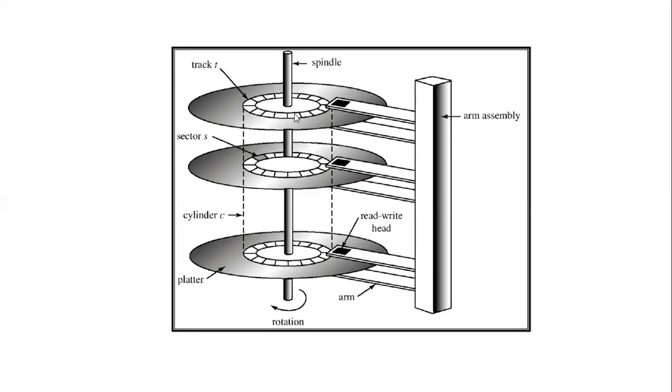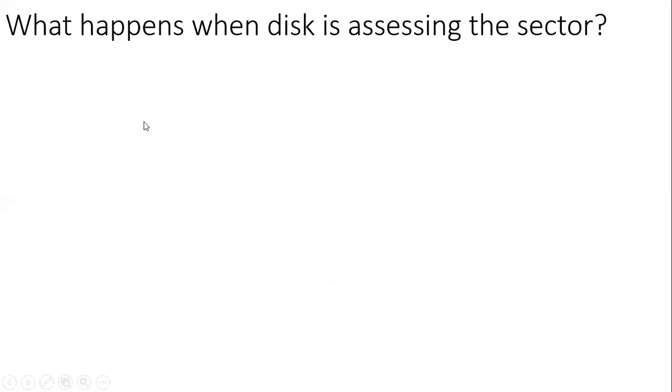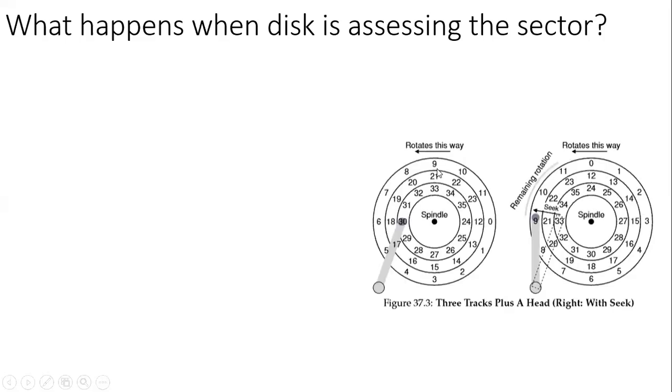Whenever this block is read, the head must be there. Whenever that block is accessed, it is accessed with the help of that head. If the head is on this block, that block is accessed, and the disk is rotating. So if this block is to be accessed, the disk has to rotate and come under this head, and then only that block will be read out. So what happens when the disk is accessing the sector?